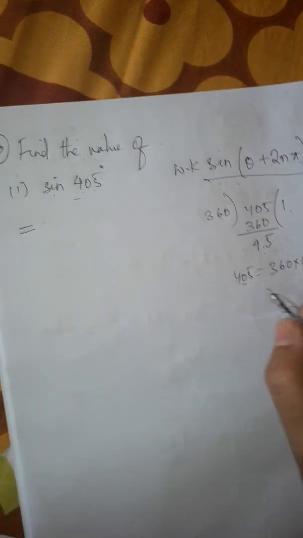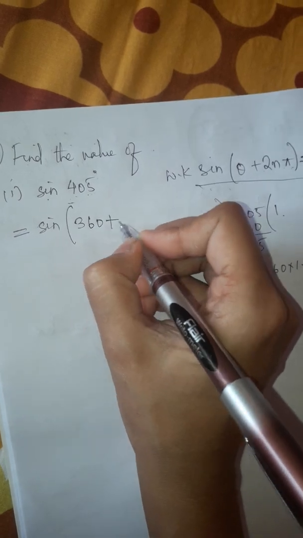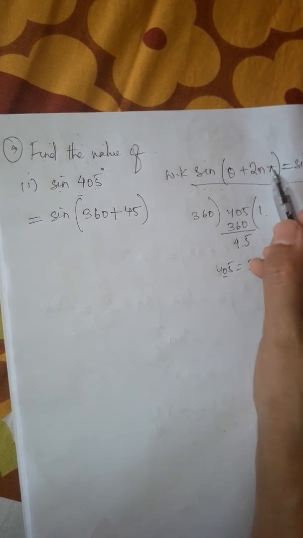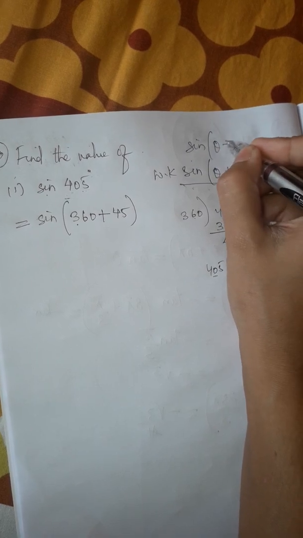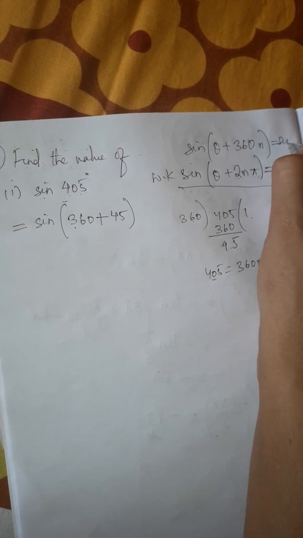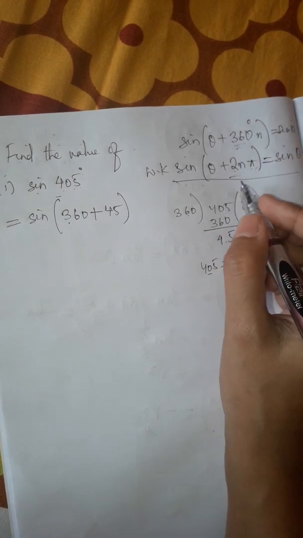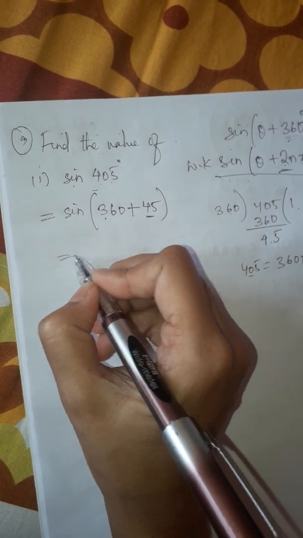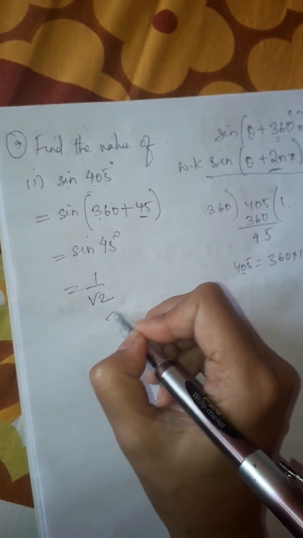We will get the same thing again. So this can be written as sine of 360 plus 45. Taking this, theta plus 360 into n gives sine theta. In terms of degrees, we can write it like this, 360 degrees. So here theta is equal to 45 degrees. Sine of 45 degrees is 1 by root 2. So this is the answer.